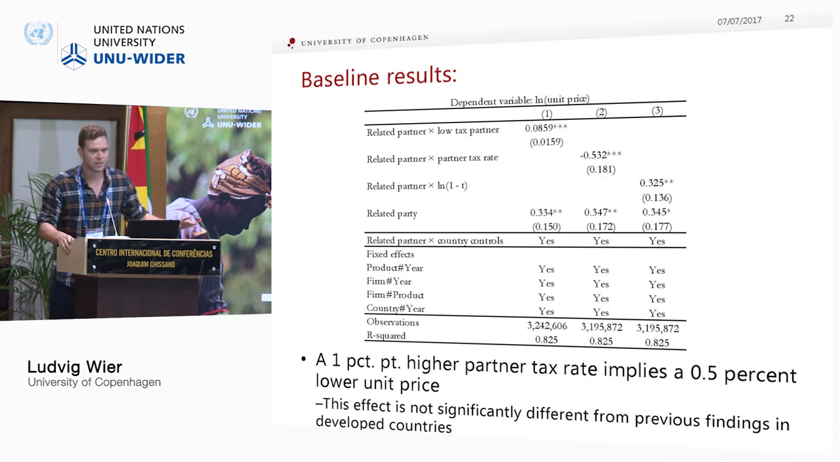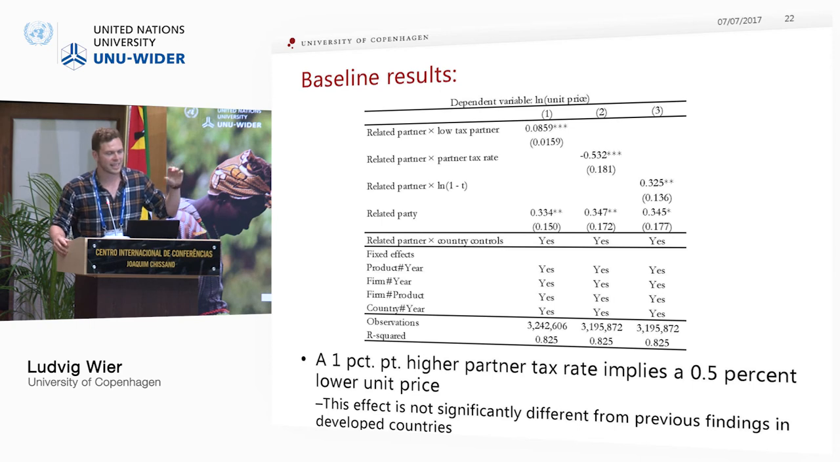In general, I try to limit tables in these short presentations, but if you're interested, these are the results. I think the interesting part is here in the bottom, where I find that the responsiveness to these tax incentives is actually not significantly different from what has been seen in Denmark, France, etc. So that is interesting. A word of caution is that these estimates are a bit all over the place, but at least we're not seeing any dramatic differences compared to, for example, Denmark. So I think that is interesting.